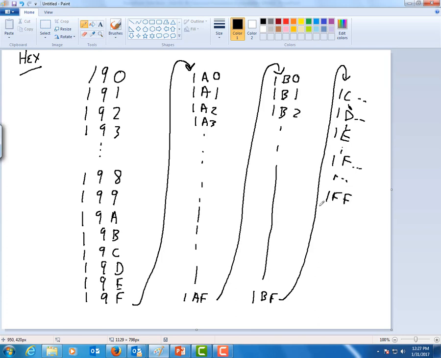When you add 1 to that, what's it going to be? Final answer, this is going to reset to 0. This one's going to reset to 0. This one, you're going to add 1 to it, it's going to be a 2. All right, so there's how you count.